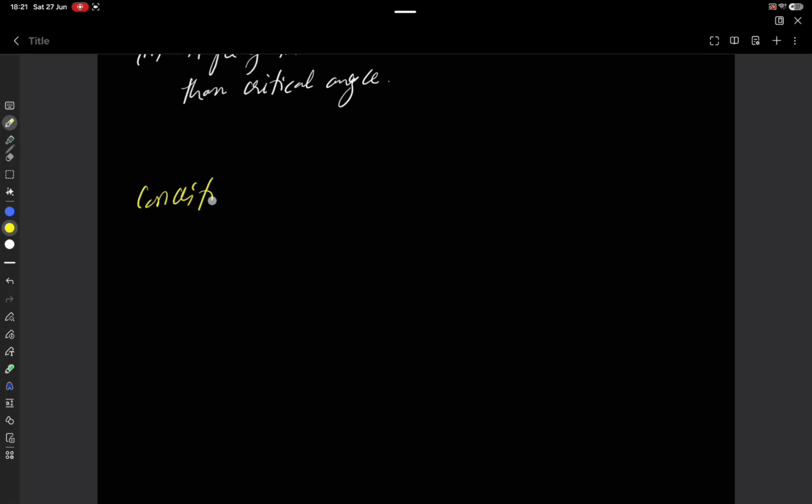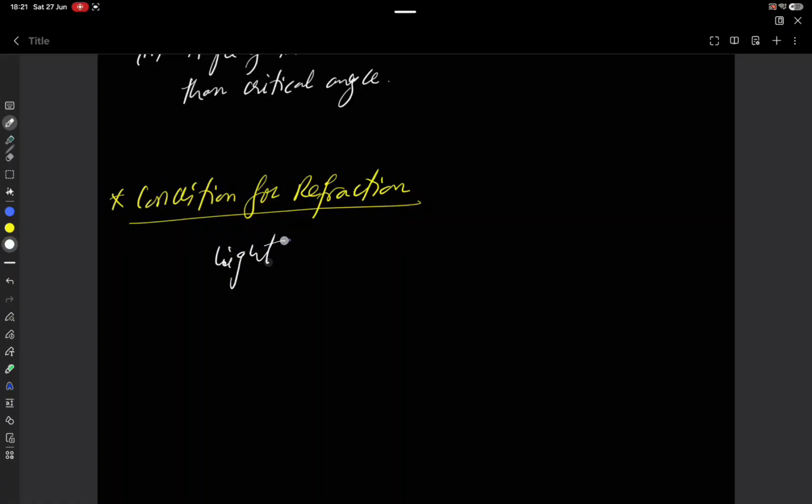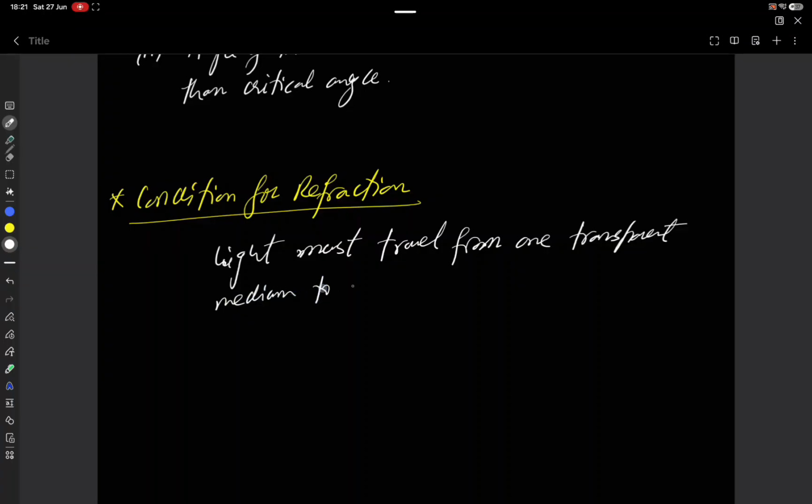Condition for refraction. The condition for refraction is that light must travel from one transparent medium to another of different densities.